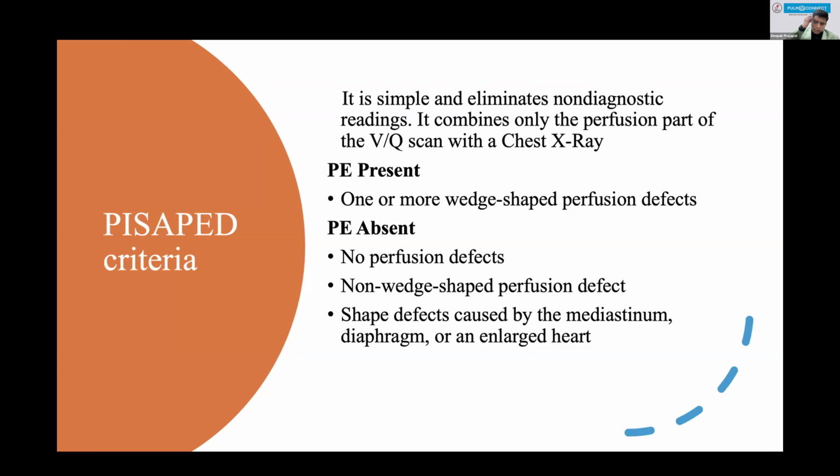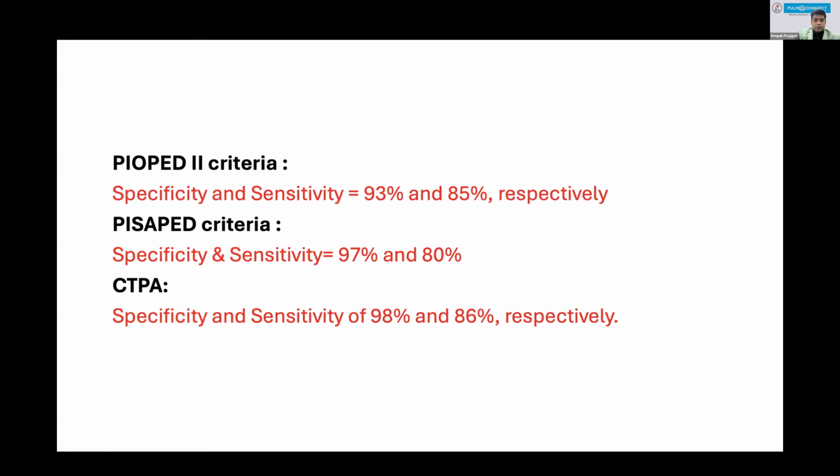After COVID, the researchers did the studies only with the perfusion scan, not with the ventilation scan. So the PISAPED criteria basically perform only the perfusion part, and along with that they do the chest X-ray and compare. Pulmonary embolism is present when there are one or more wedge-shaped perfusion defects, and absent when there are no perfusion defects, non-wedge shaped perfusion defects, or defects caused by the mediastinum, diaphragm, or an enlarged heart. This is the simplest criteria which they are using.